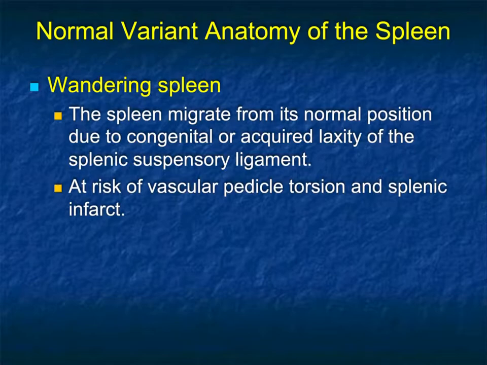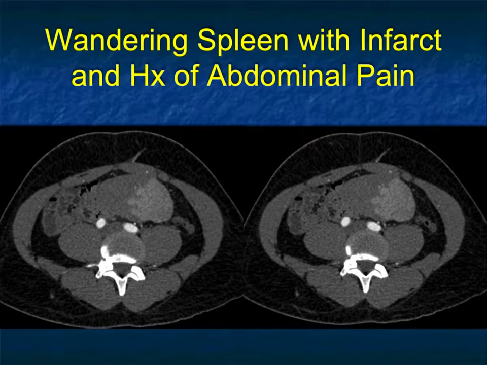Now, we talk about normal variations of splenic anatomy. One that's interesting is a wandering spleen. The spleen migrates from its normal position due to congenital or acquired laxity of the splenic suspensory ligament. And the problem is the spleen, because it can wander, can twist its pedicle and infarct.